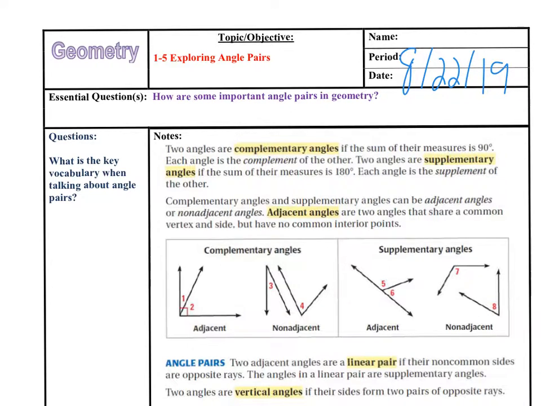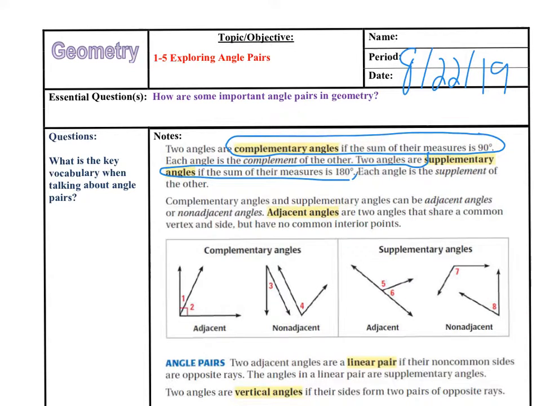We have complementary angles, which would be two angles that add up to 90 degrees. So I'm going to circle that definition. And we have supplementary angles, which add up to 180 degrees. So I'll circle that definition, supplementary and complementary.